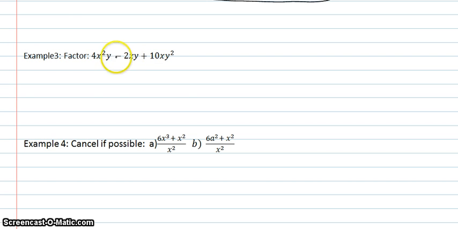So between a 2, a 4, and a 10, I can factor a 2 because it's a common factor for all three of those numbers. Then I have x squared, an x, and an x, so I can factor out 1x, or x to the first power. Then I have a y, and a y squared. I can factor out a y from each of those. So I'm basically dividing that common factor out from each of those.